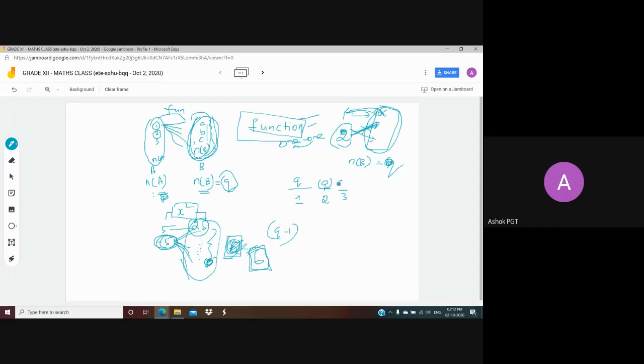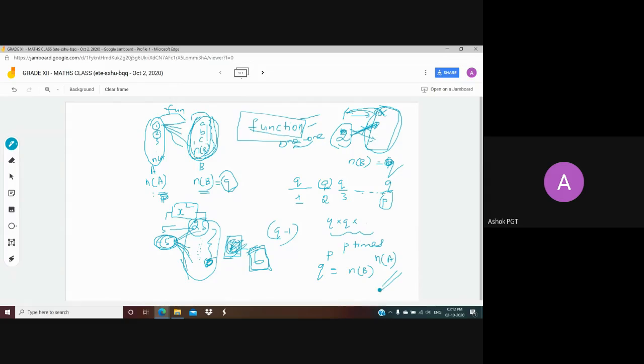Students, for the third input also, again it will be q. If you understand this, p elements are there in set A, so q times q times q, like this, it will go up to p times. So this can be written as q power p, which can easily be remembered as n of B to the power of n of A.